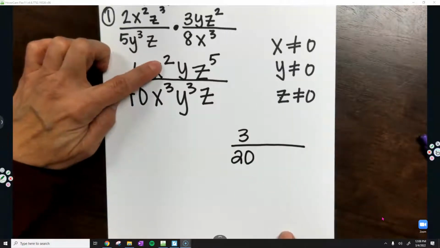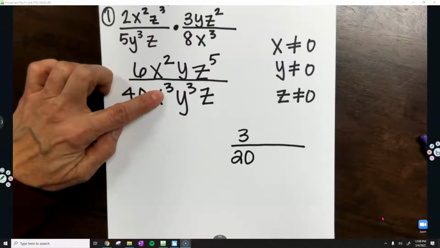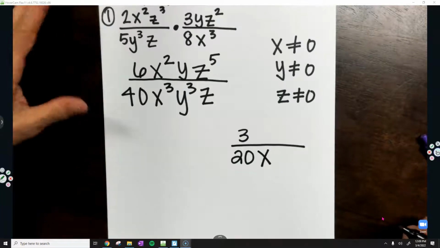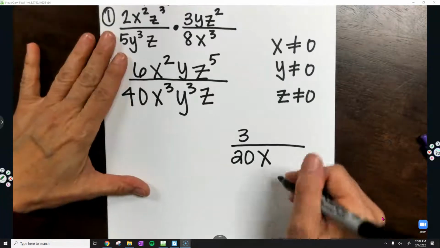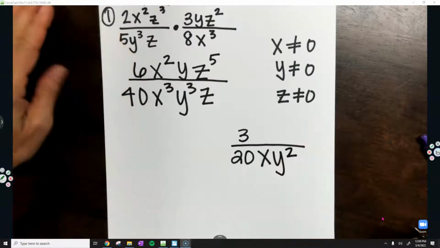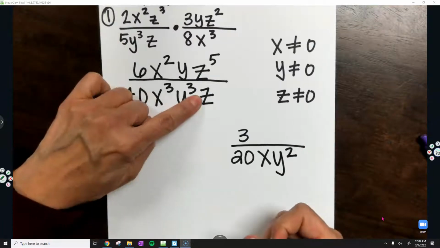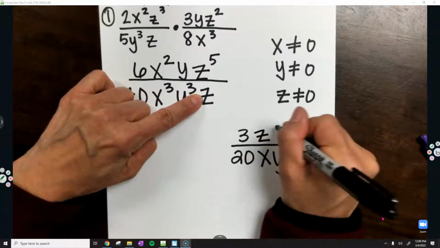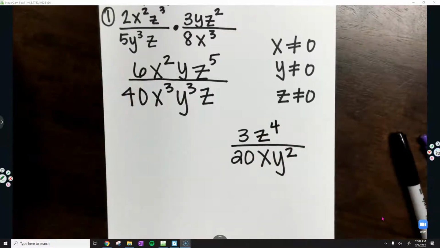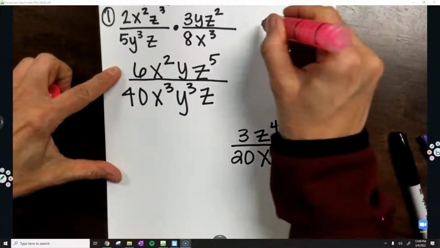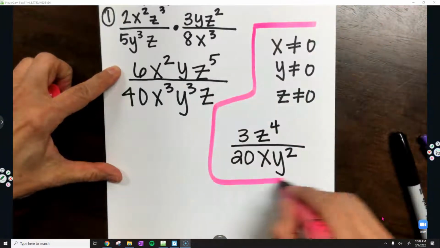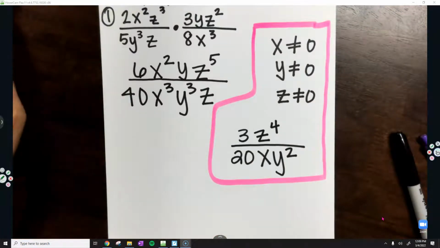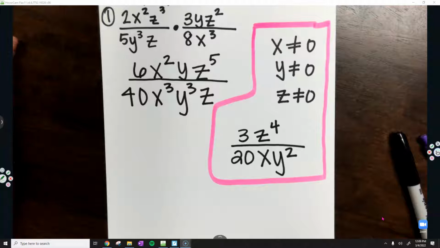And then guys, if you notice, 2 of these x's are going to cancel out 2 of those. You're going to have a single x in the denominator. You're also going to have y's in the denominator. You're only going to have 2 y's this time. Your letter z is going to be in the numerator. One of these is going to cancel out one of those at the top. So it's going to be z to the 4th. And that is going to be the answer for number 1. All right. Any questions on that? That was pretty basic. Let's look at number 2.